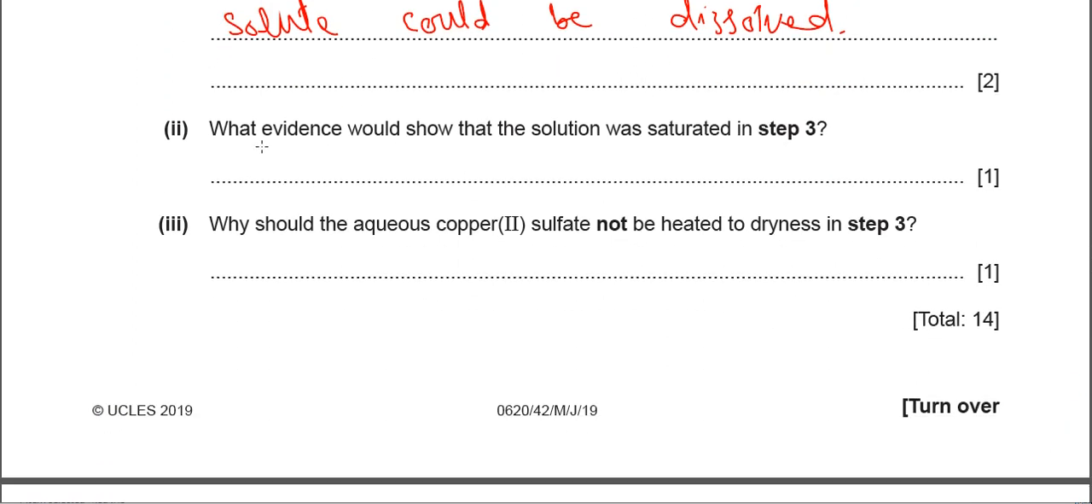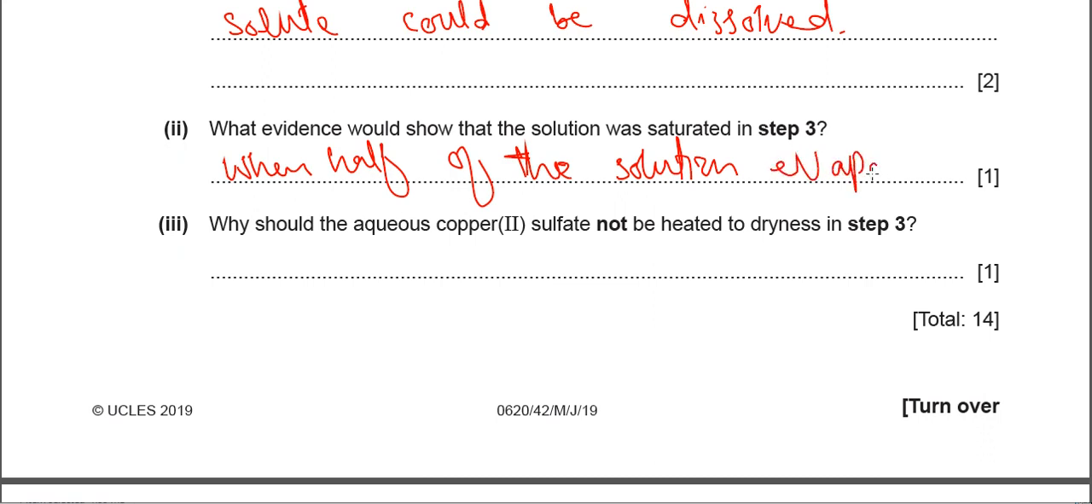In the next part, he says what evidence would show that the solution was saturated. So there are multiple ways. Simply you can say when half of the solution evaporates and half remains. When half of the solution evaporated, it means that the water got evaporated, leaving behind a more saturated solution.